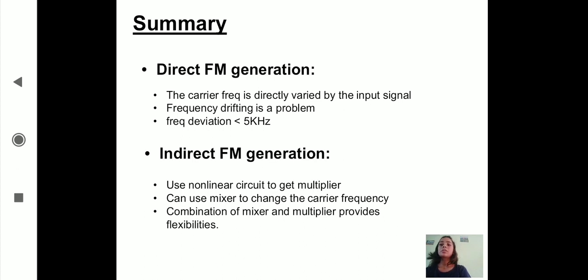Direct FM generation. The carrier frequency is directly varied by the input signal. Frequency drifting is a problem and frequency deviation is less than 5 kHz. Indirect FM generation. It uses a non-linear circuit to get multiplication. A mixer can be used to change the carrier frequency. The combination of mixer and multiplier provides flexibility.